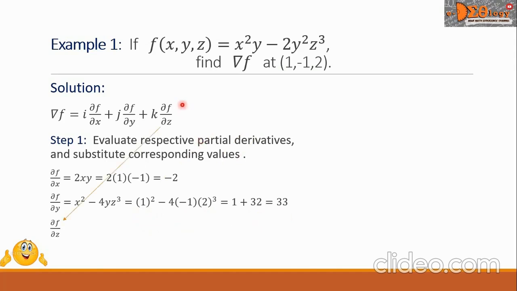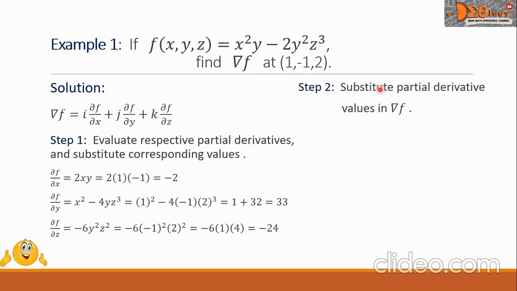We have now the partial derivative of f with respect to z. So partial derivative of x squared y is 0, minus the partial derivative of 2y squared z cubed with respect to z. So this is now -6y squared z squared. Let us substitute the values. We have now -6 times the square of -1 times the square of 2. Simplifying this, we have -6 times 1 times 4. And the final answer is -24.